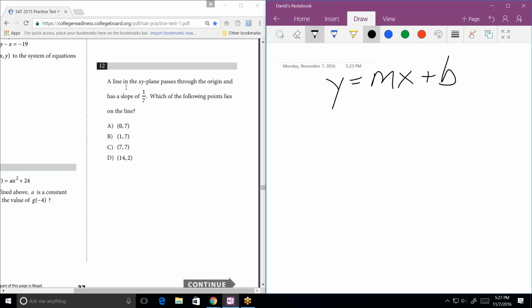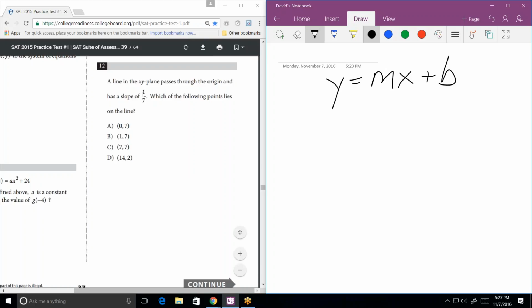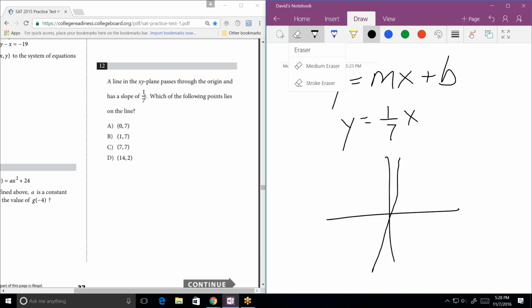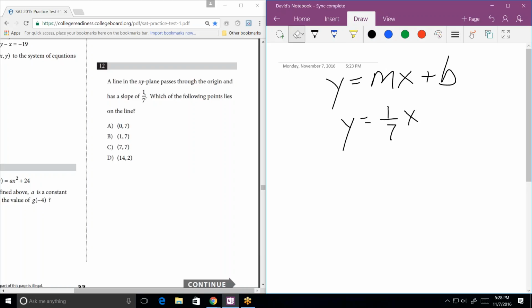Okay, so read the first line: passes through the origin, and has a slope of 1/7. What's the equation of that line? y equals 1/7 x plus b. B is 0 if we're going through the origin. In other words, going through the origin means the y-intercept is 0. So we can come up with the entire equation of that line.